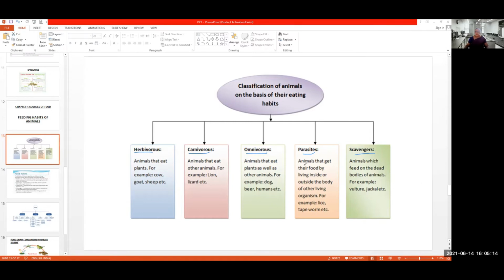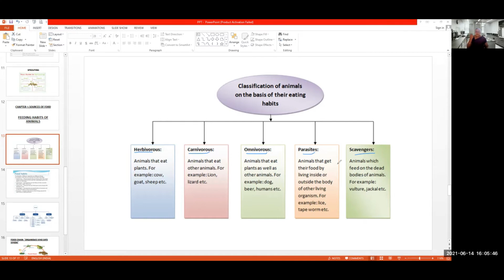Next, coming to parasites: animals that depend upon other living organisms for their food are called parasites. Examples: lice and tapeworm. What do we mean by lice? The small insect which is on our head. We say it causes pain, but that is only lice. What does it do? We are living, so it is also living. It will suck our blood from our body.